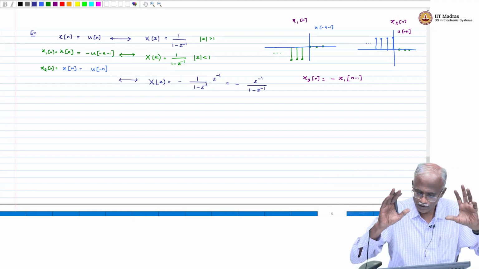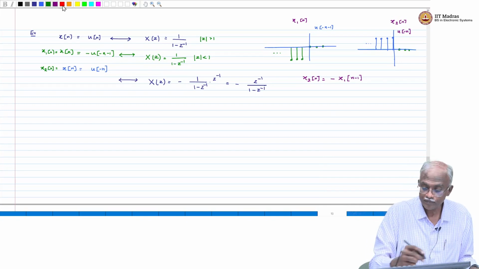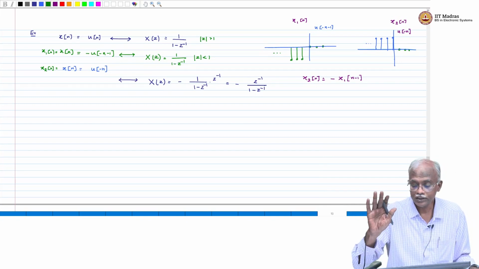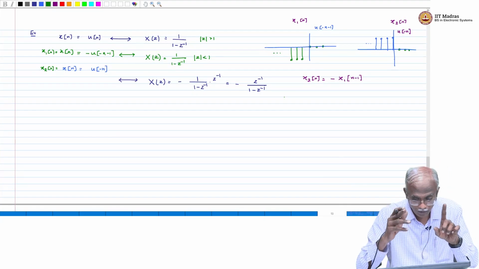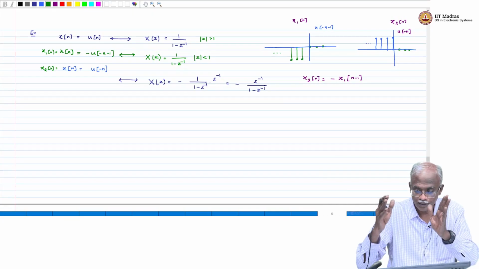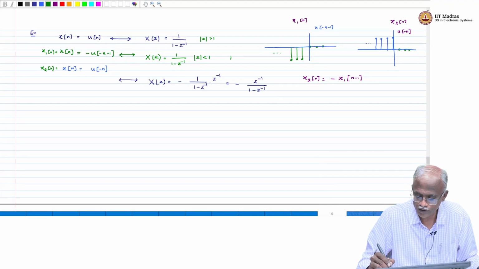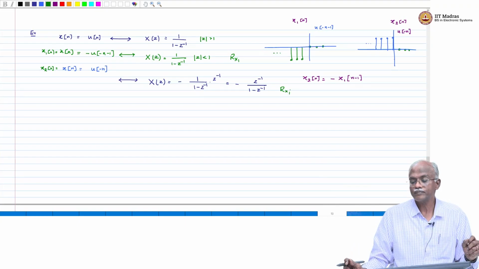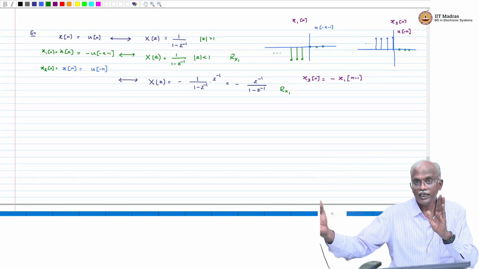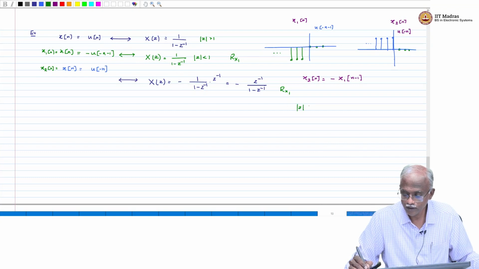So again, the ability to shift and to look at it. And by the way, what is the ROC? When you shift, the ROC does not change, right? So you have to always be very careful to make sure that you get the correct expression. So in this case, if this is Rx1, this will also be Rx1. Is that correct? You are saying that it is mod z less than 1.